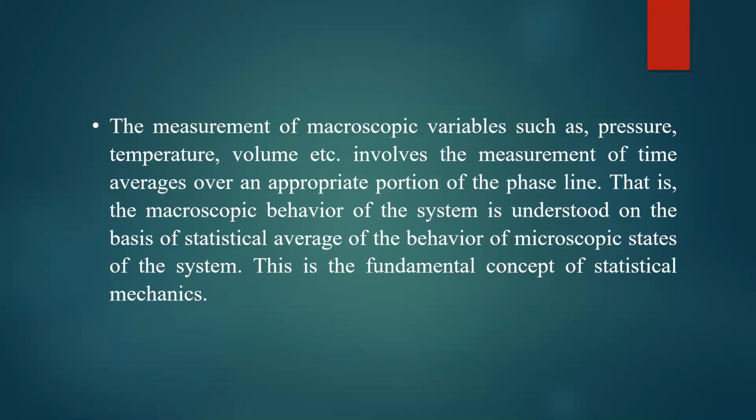in order to find the macroscopic variables. What do we mean by macroscopic variables? They are measurable variables such as pressure, temperature, volume. They are thermodynamic coordinates. Similarly, you can find the mechanical coordinates such as position, momentum, etc. So in statistical mechanics, the macroscopic behavior of the system is understood on the basis of the statistical average of the behavior of microscopic states of the system.